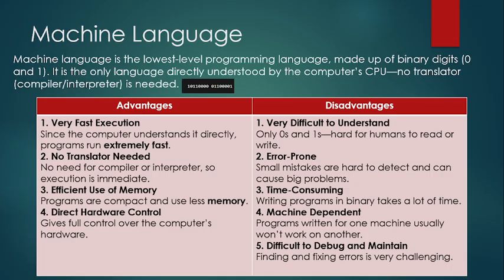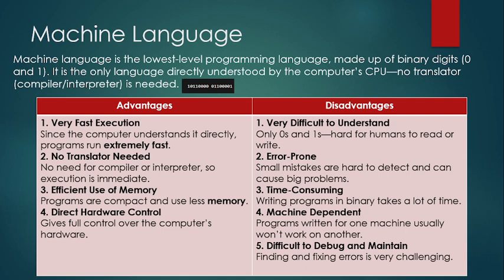So what is machine language? Machine language is the lowest level programming language that is made up of binary digits. Binary digits are 0 and 1, we know that, and it is the only language directly understood by the computer's CPU. No translator like a compiler or interpreter is needed. So machine language means binary language. Binary language means 0 and 1.